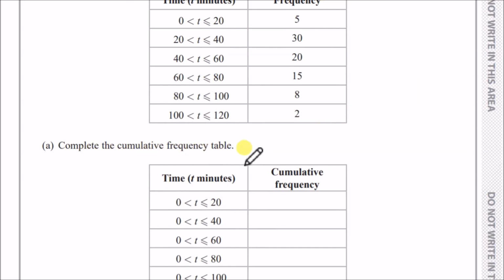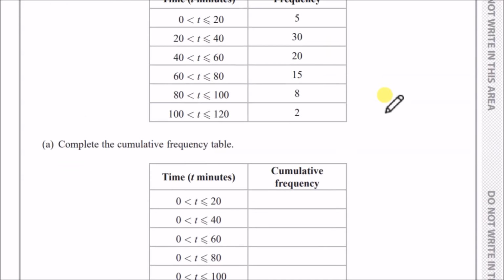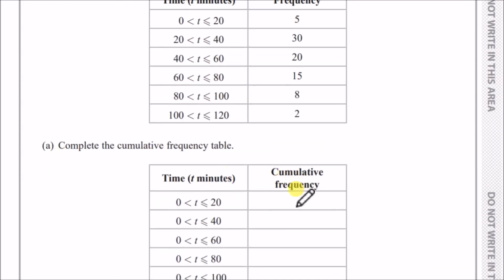Now, a cumulative frequency table just pretty much tells us that we have to add along, including or accumulating as we go along. So, for example, if the first row is 5, that means this part is going to be 5. Next part, you add 30 more, so it'll be 35, and so on.